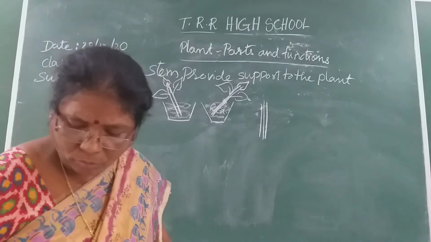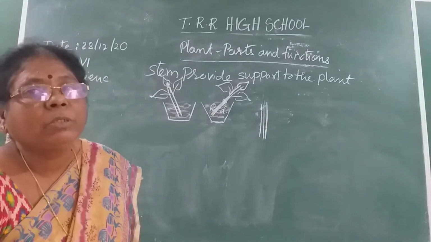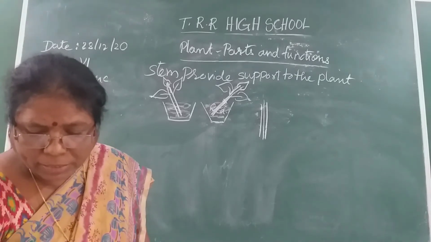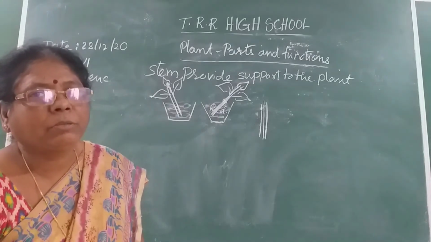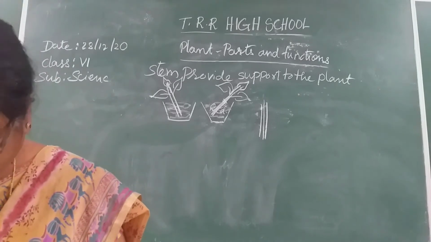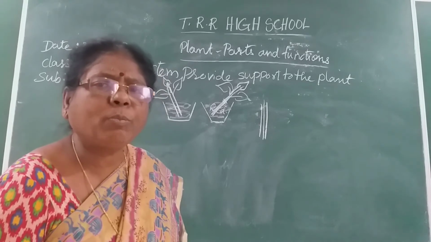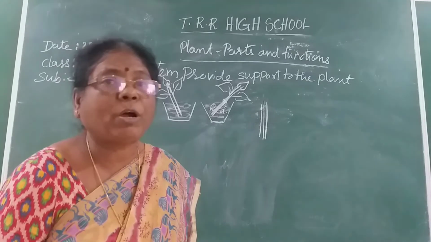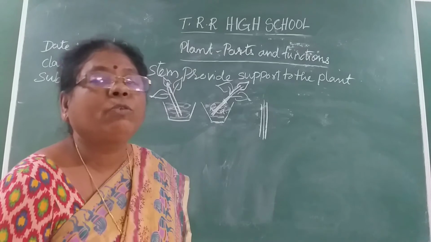Understood? So, the water absorbed by the roots is carried through the stem to all parts of the plant. Understood? So, now other functions of the stem in young plants. Have you seen that in the young plant the stem is green in color? So, stem is green in color means it performs photosynthesis. In young plants, the stem performs photosynthesis.